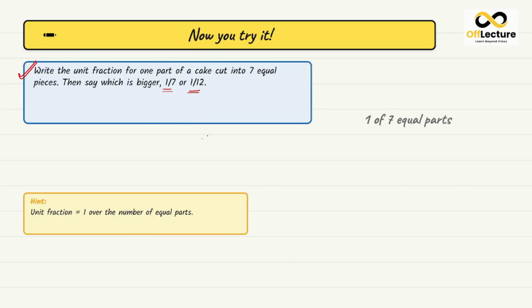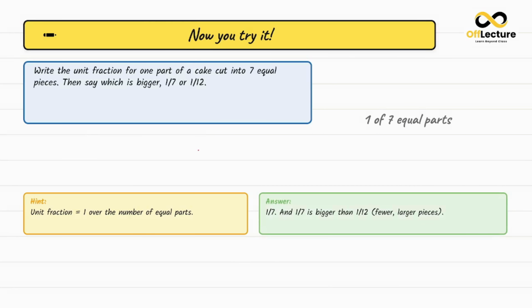If we do it step by step, if a cake is cut into 7 equal parts, then one part, or the unit fraction, will be 1 by 7. And if we want to compare it with 1 by 12, as we know that if the denominator is higher, the fraction is lower. So 1 by 7 will be greater than 1 by 12, or 1 by 7 is bigger than 1 by 12. That is, fewer parts means larger pieces.